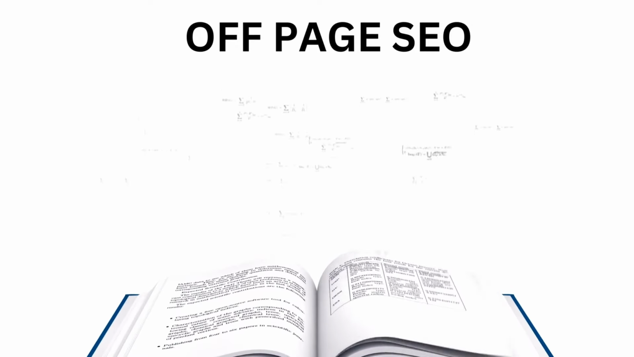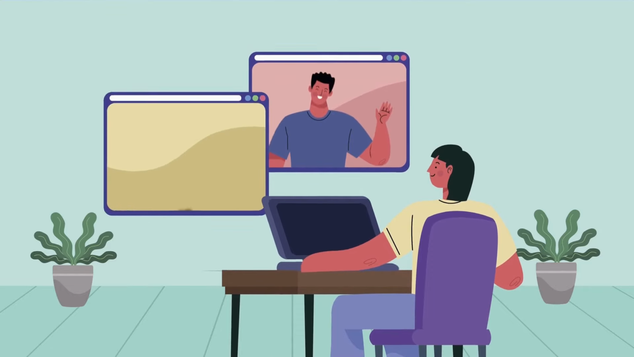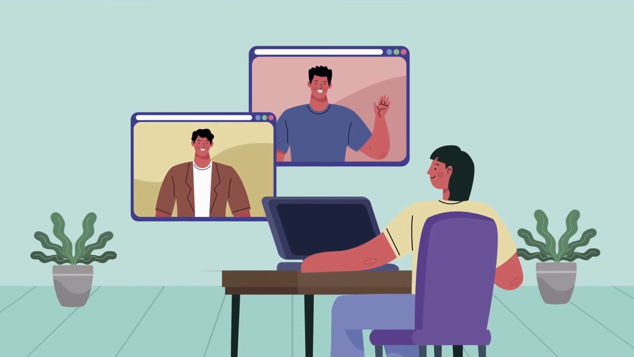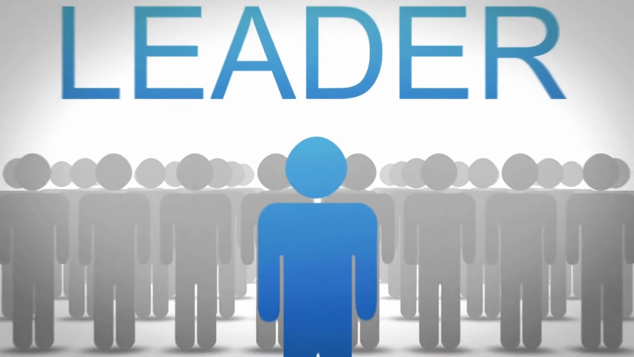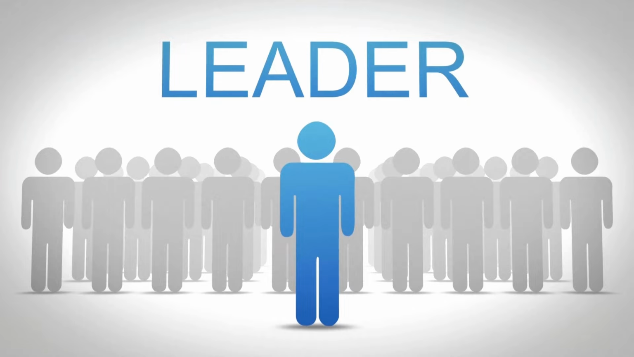Section 2, Exploring Off-Page SEO. Off-page refers to all the optimization activities that happen outside your website. Off-page SEO is all about building your website's reputation and authority across the web. In off-page SEO, following are optimization techniques.